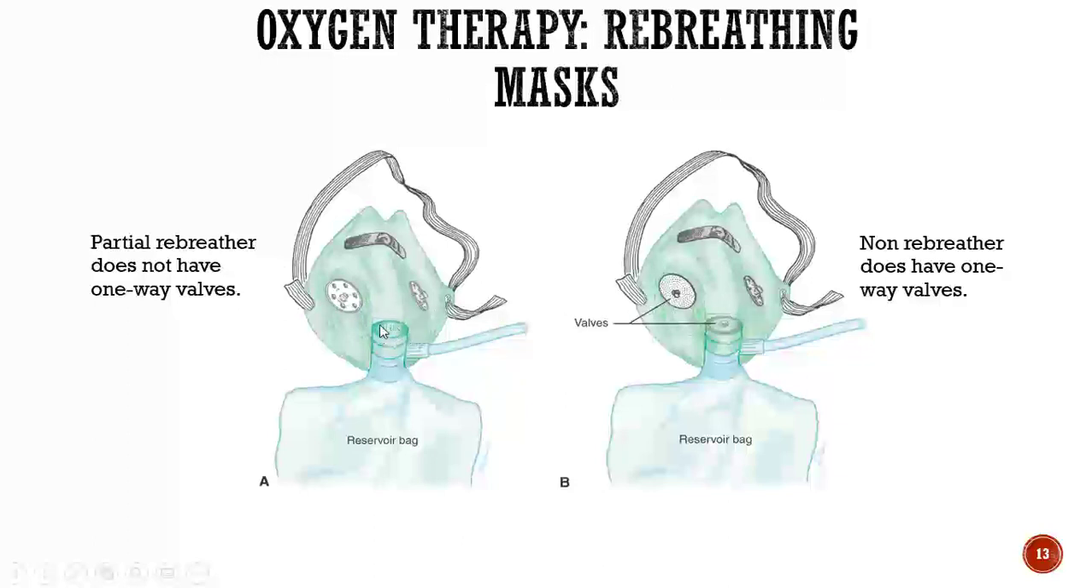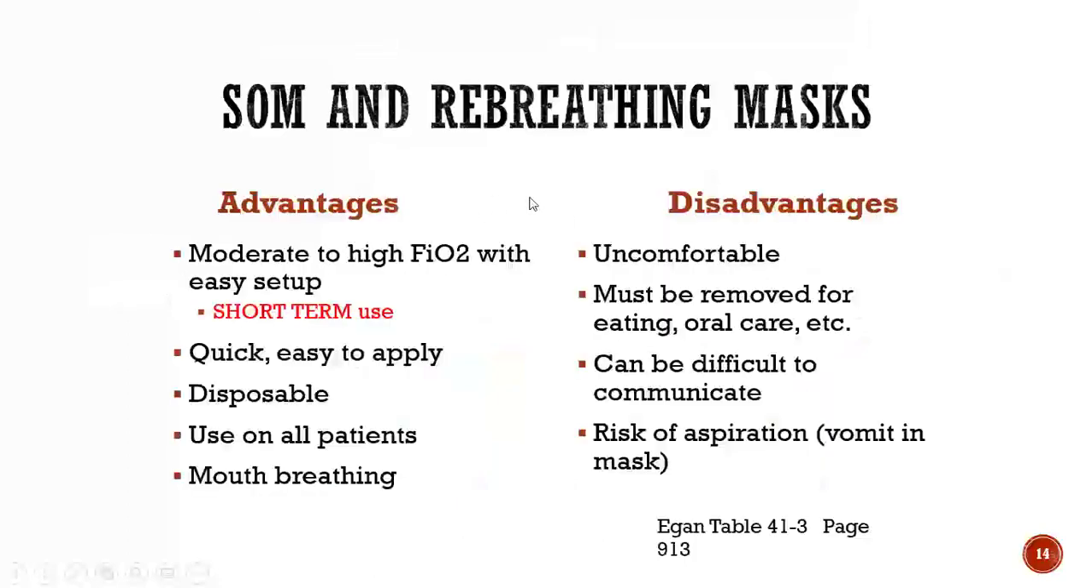The big difference between a partial rebreather and non-rebreather is these are your exhalation ports, and then there's also kind of a plastic adapter here that you guys will see. The partial rebreather doesn't have any valves. This is open, this is open, this is open. On the non-rebreather, there's a one-way valve here and a one-way valve here. And what that does is it just ups the O2 concentration, and that's what makes it a different mask. It's also why this has a higher concentration of FiO2 delivery than this one.